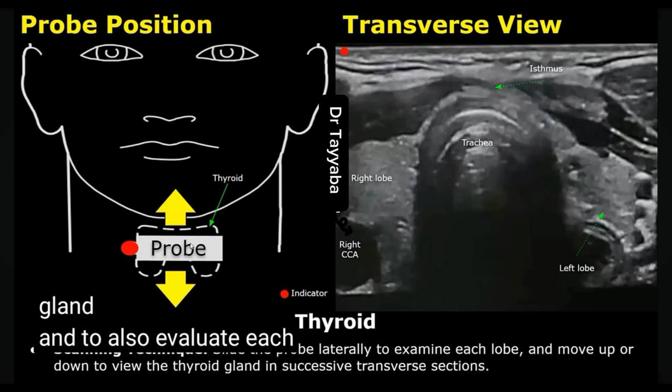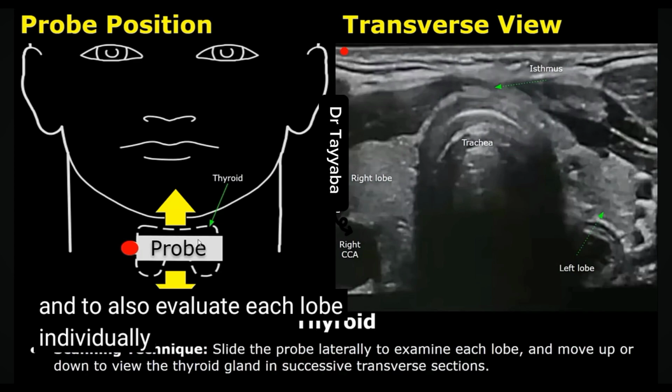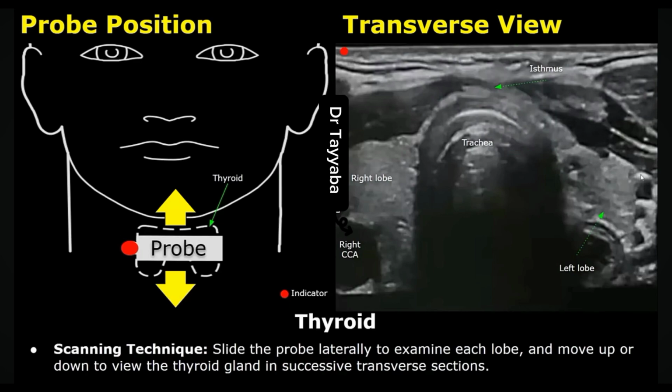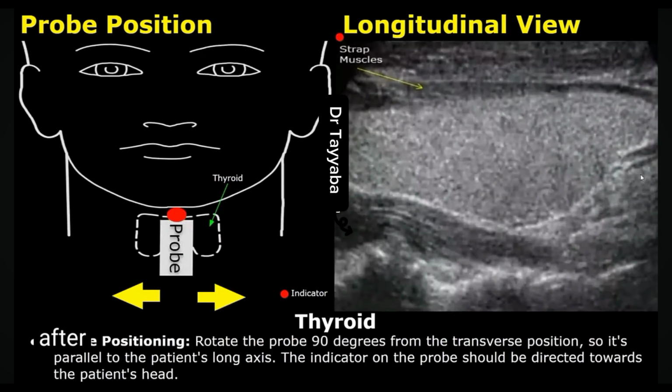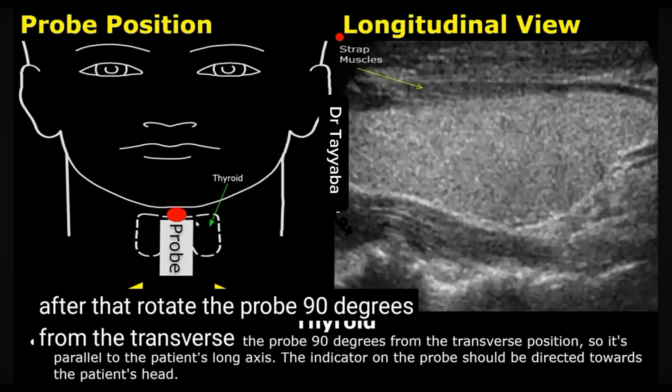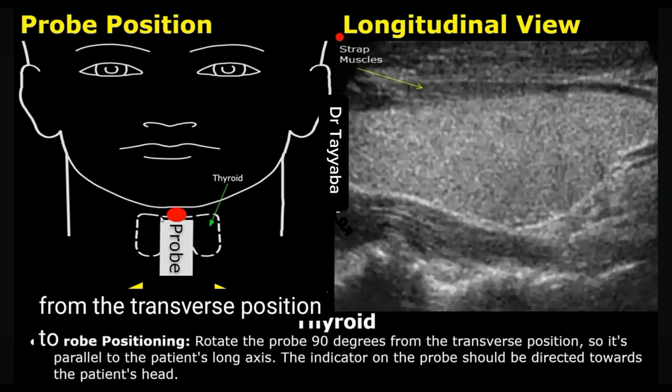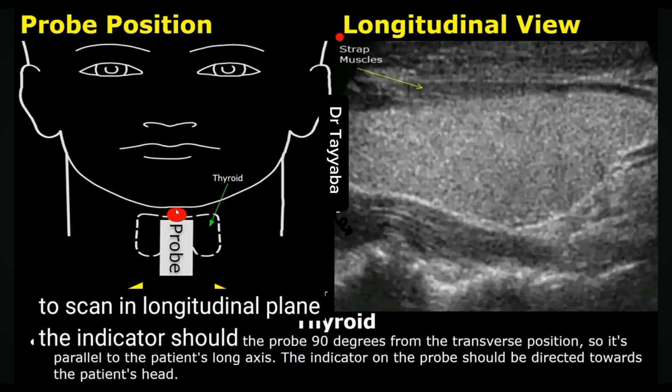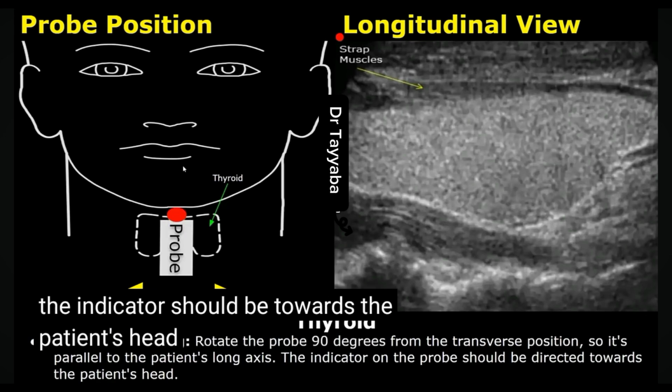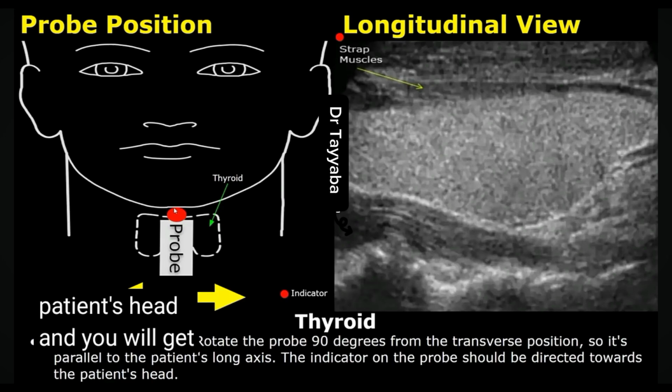It is important to move the probe up and down to completely scan the thyroid gland and to also evaluate each lobe individually. After that, turn the probe 90 degrees from the transverse position to scan in longitudinal plane.